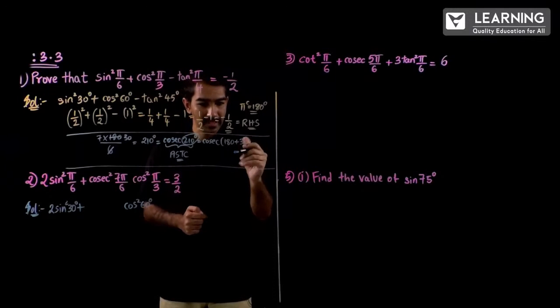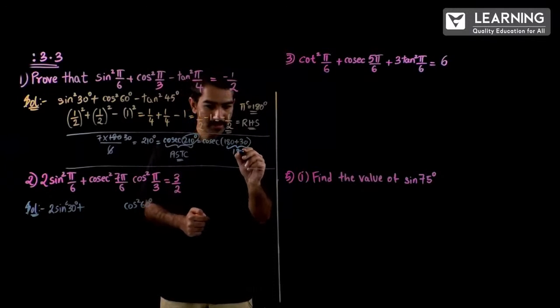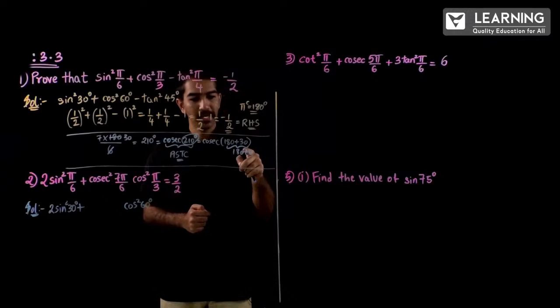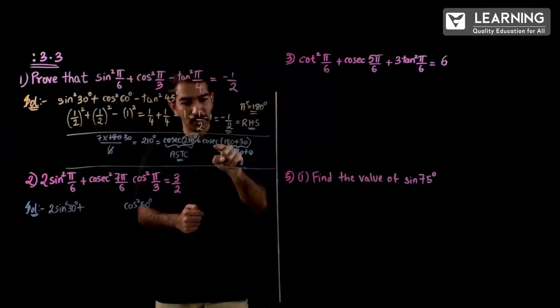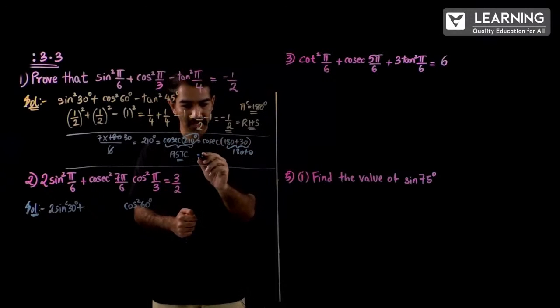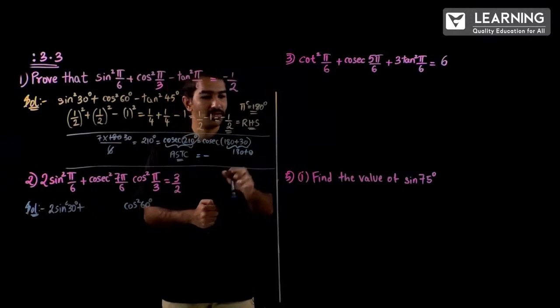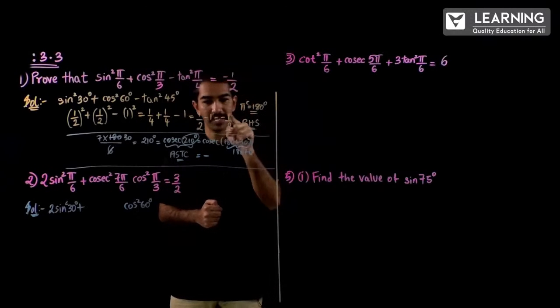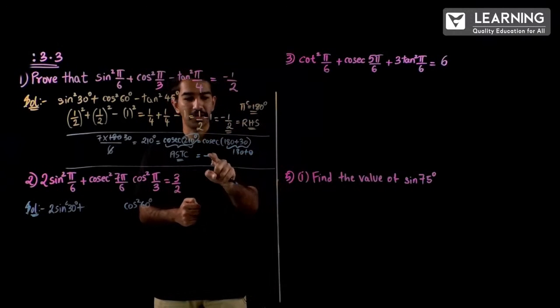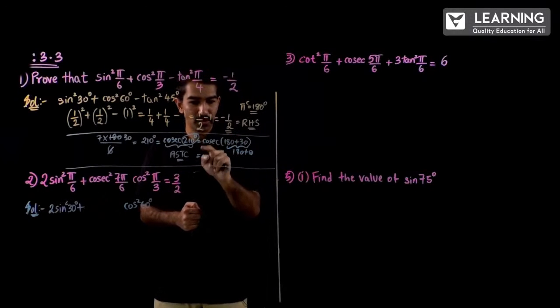180 plus theta, this is in the form of what? 180 plus theta, right? 180 plus theta lies in which quadrant? 180 plus theta lies in the third quadrant. In the third quadrant, cosecant is positive or negative? Cosecant is negative. Which are positive in the third quadrant? A, S, T. So tan and cot are positive in the third quadrant. Other ratios are negative. So we are writing a negative symbol for cosecant.